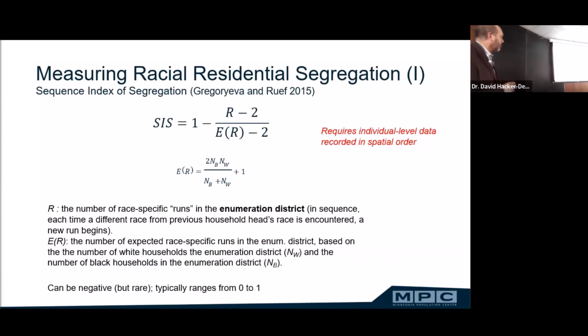Okay, measuring residential segregation. This is Gregorievas and Royce, I'm going to call them. Measure of the sequence index of segregation. This is the formula. I think it's easier just to step through an example, but it is the number of race-specific runs, I'll tell you what a run is in a minute, over the expected number. It's typically 0 to 1, 1 really high segregation, 0 low. It can, in a few cases, go negative.